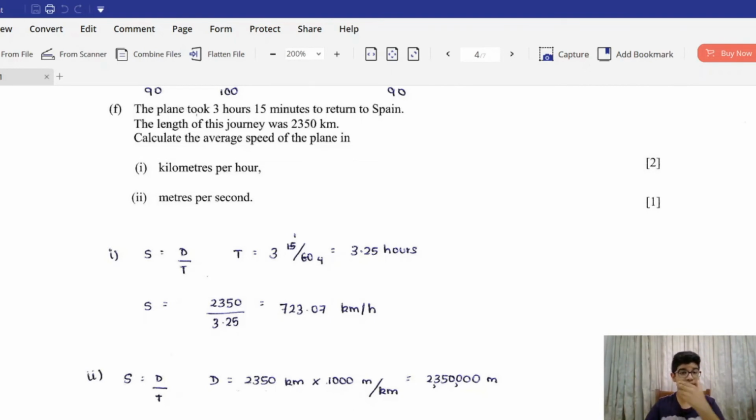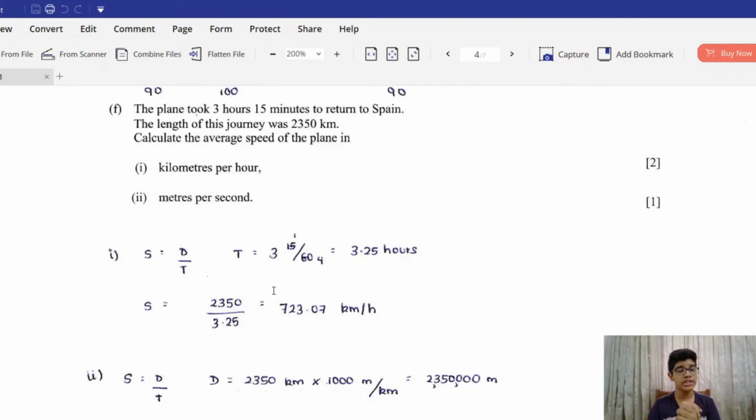Now what is the time in hours here? Remember, 15 minutes. How many minutes are there in an hour? 60. So 15 over 60 is basically a fraction in hours. 15 over 60 is 1 over 4. So in hours, this is 3¼ hours, basically 3.25 hours.